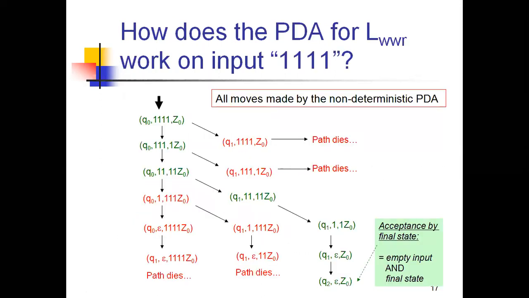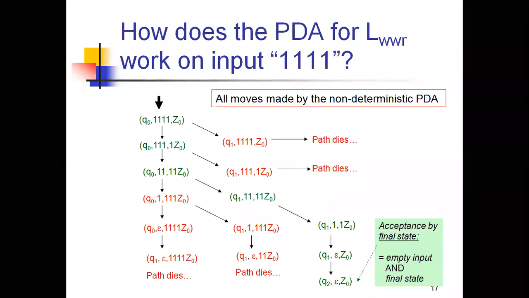So here we're having another example. How does the PDA for the language string reversal work on the input 1111? That means all moves are made by a non-deterministic PDA here. You need to show the acceptance, whether it is acceptable or not. So for that, what you are doing here is choosing an input string, and by choosing that input string, you are showing whether it is acceptable or not, right?